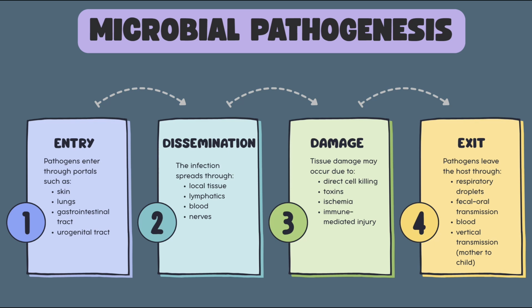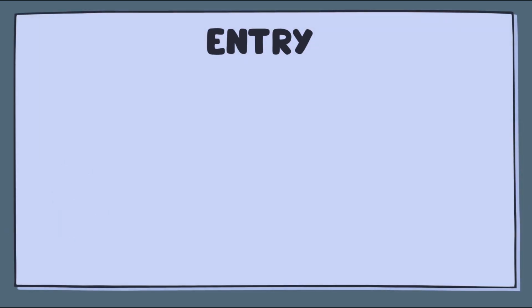So let's start with the first thing, which is entry into the host. Now, there are many routes that infectious agents can use to enter the host. The first one is through the skin. So they can enter the host through the skin.